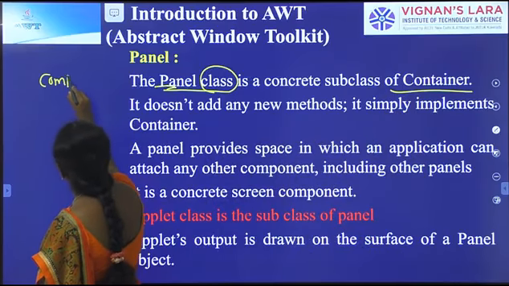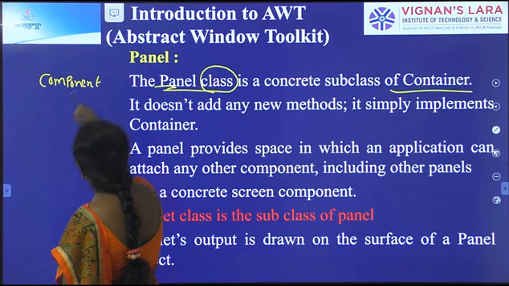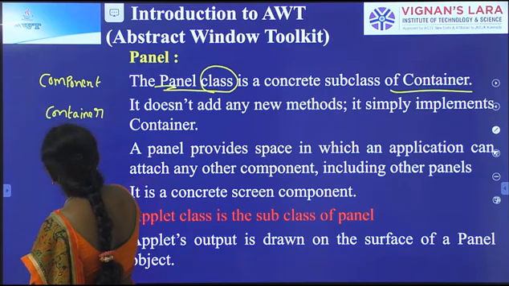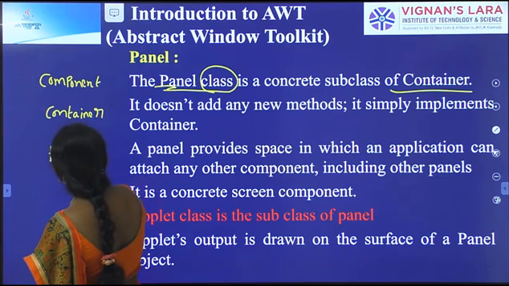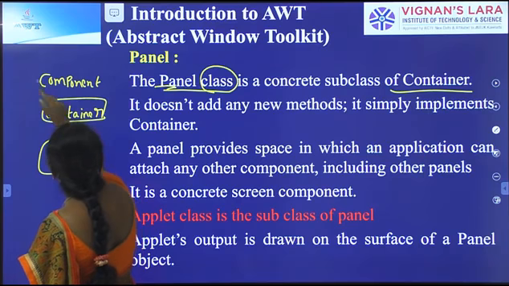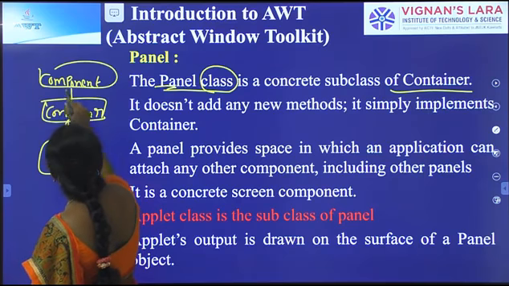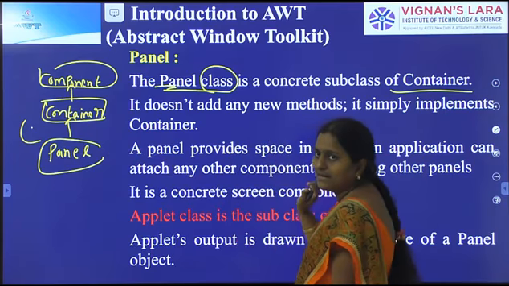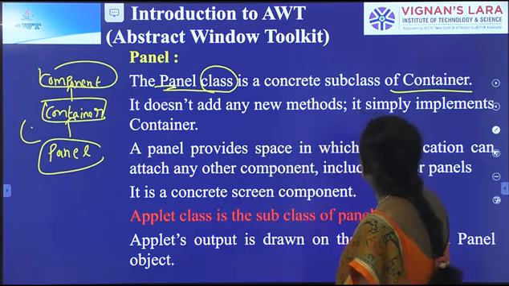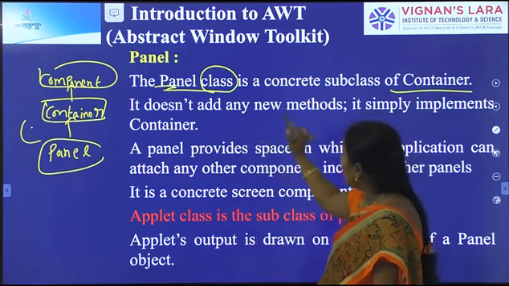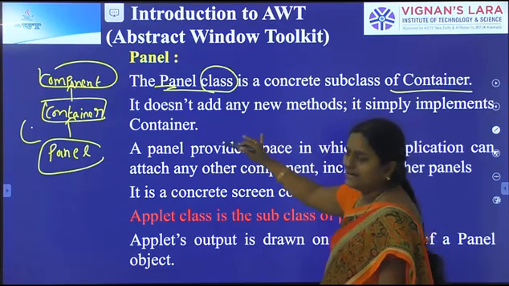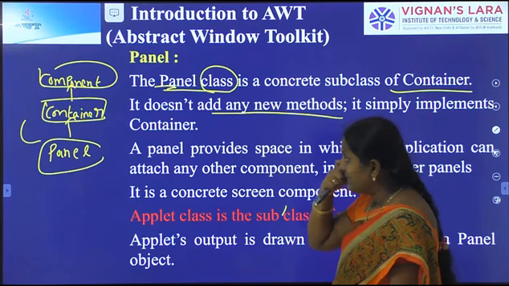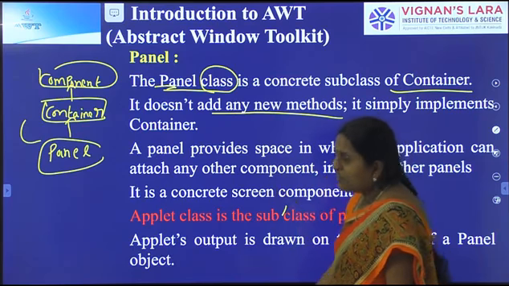First of all, component is the topmost class in the AWT hierarchy. Next one, container. Next one, panel. So here panel is the concrete subclass of container. Container is derived from the component class, and panel is derived from the container class. That's why we can say the panel class is a concrete class of the container class. It does not have any new methods, it simply implements the container, it overrides the container.